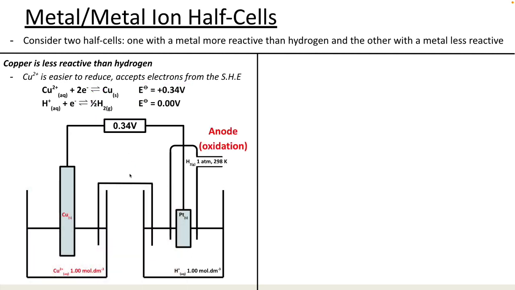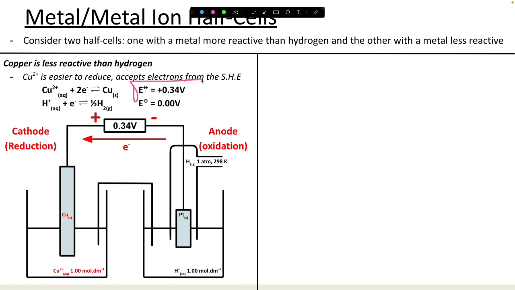So let's have a look at that. We have the oxidation occurring because the reduction potential of the hydrogen is more negative than our half cell we've connected it to. So we have the oxidation occurring there. We have the cathode, which is the reduction. We have the flow of electrons in that direction, which gives us a positive value on our voltmeter.